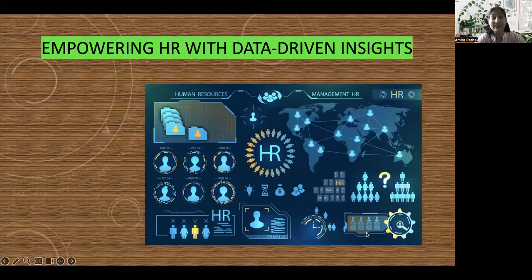HR analytics. So, dear friends, are you interested to learn about HR analytics? If your answer is yes, then let us begin the journey of HR analytics. What is HR analytics? To understand what HR analytics is, we have to go through the journey of HR.